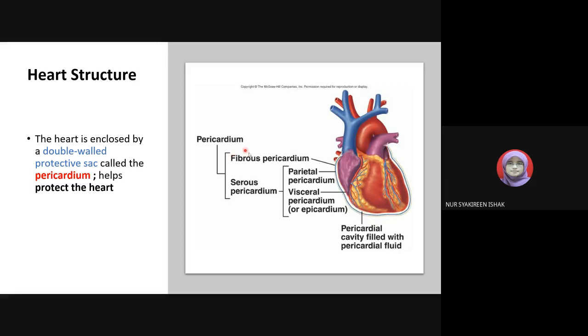So the fibrous pericardium is to limit the amount of blood that enters the heart. It prevents the heart from overfilling with blood as it relaxes.